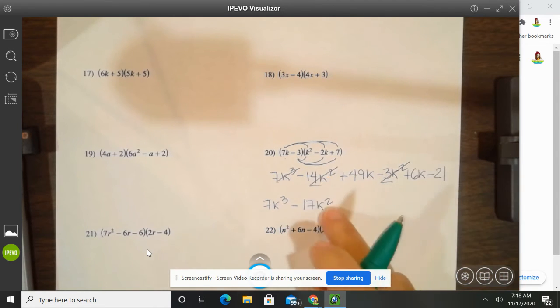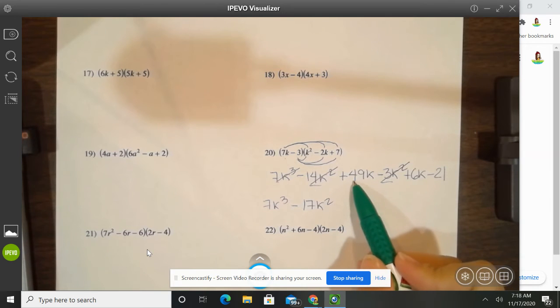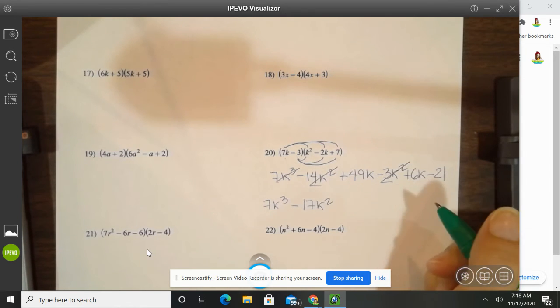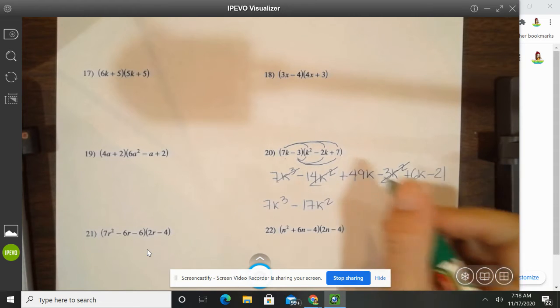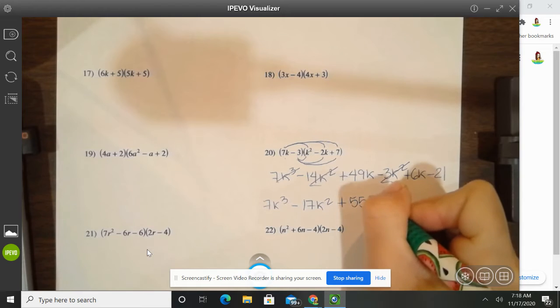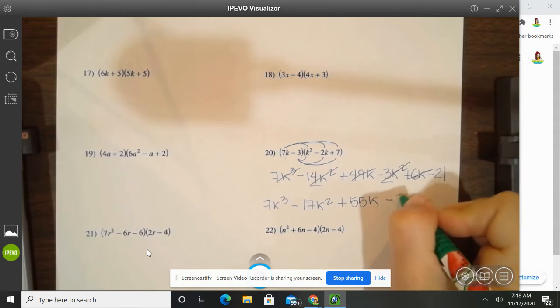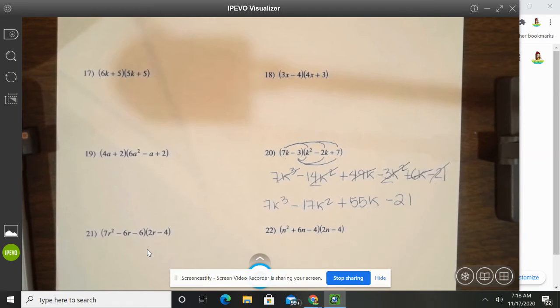Notice that it's the same exponent, right? When you add and subtract, the exponents don't change, the number stays the same, right? So 49 plus 6, that is 55. So plus 55k. And then finally, it's just that one that doesn't have another partner.